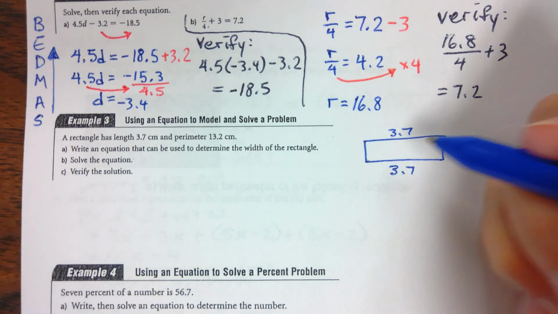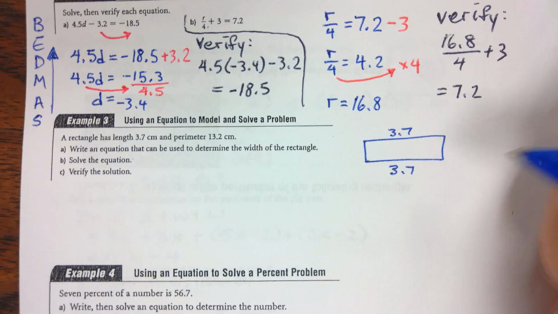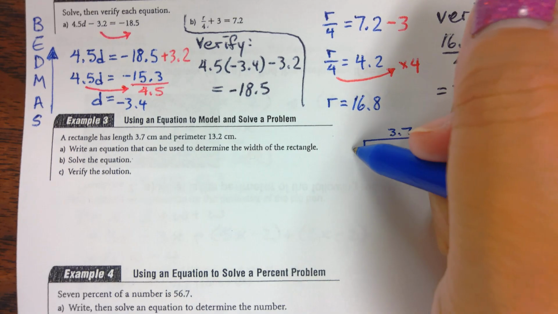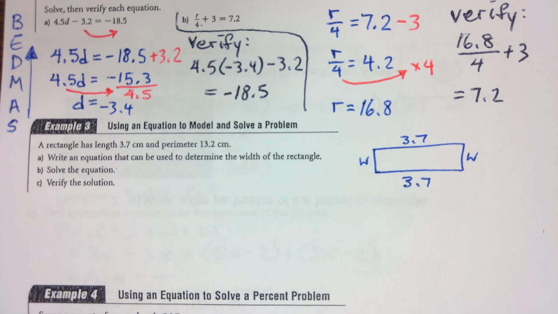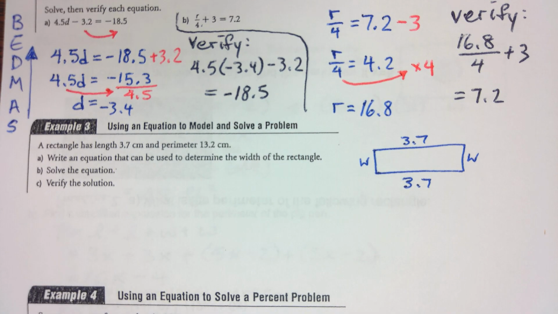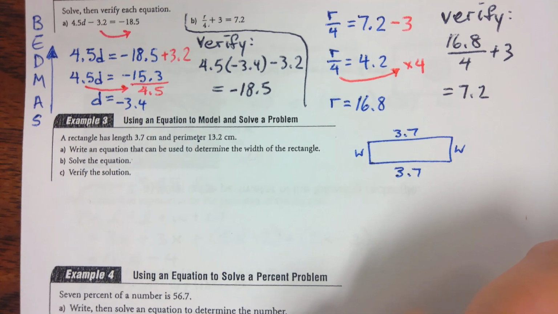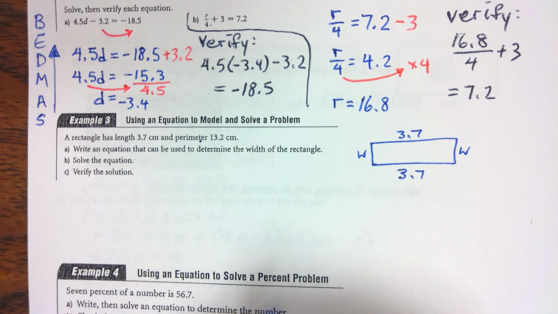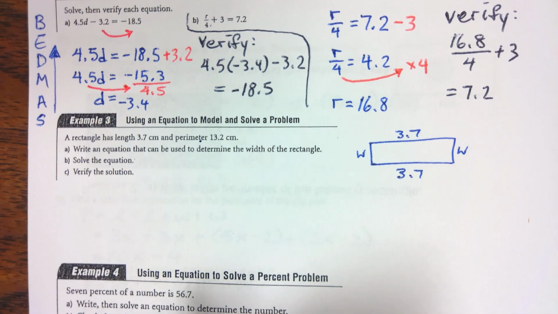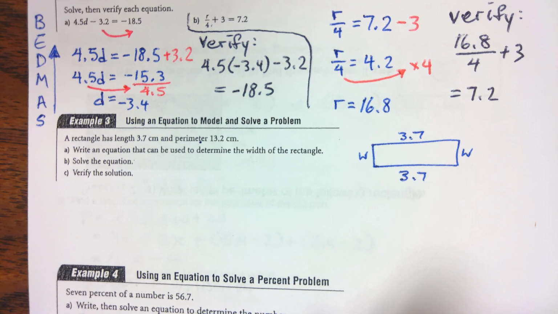I don't know the width, so what should I call it? Yeah, W or just X. Right? So the key is just getting that variable in there, because without the variable, you have nothing to work with. Right? I know the perimeter is 13.2, so write an equation for this. So, okay, someone tell me how to set this up.